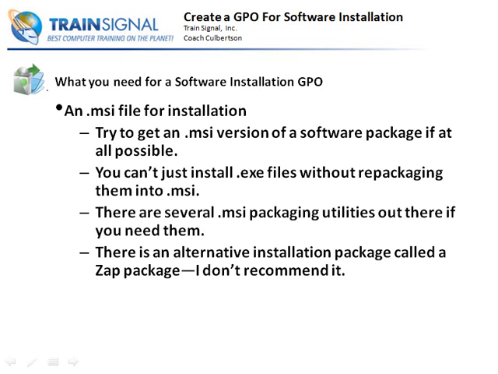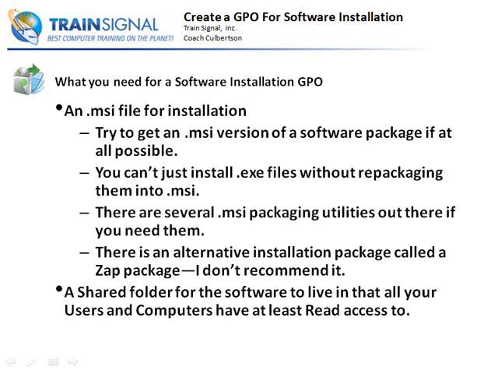Now, there is an alternative installation package called the ZAP package, which supposedly you can take a .exe file and wrap it into this ZAP package format and use the ZAP package along with this group policy installation technique that we're going to be walking through. But here's the deal, I don't recommend it. I haven't had a lot of good fortune with it, and it's probably going to cause you some headaches. So again, try to get a .msi version of the software package if the company has it, if your vendor has it available at all. But if they don't have it available, find yourself a good MSI repackaging utility.